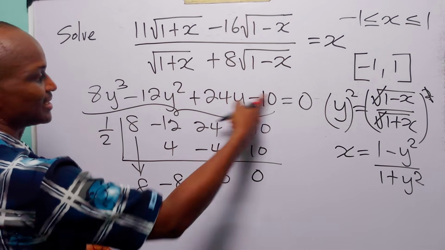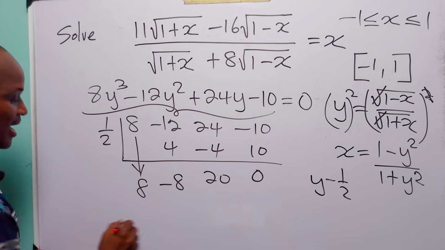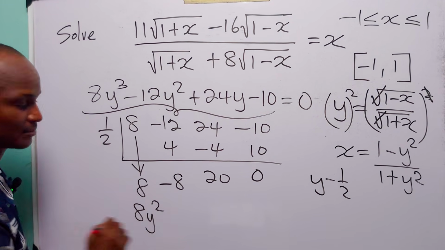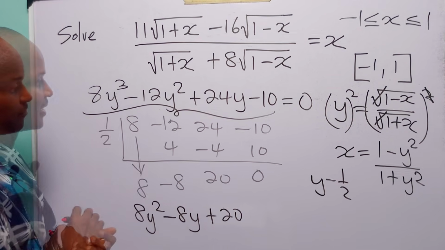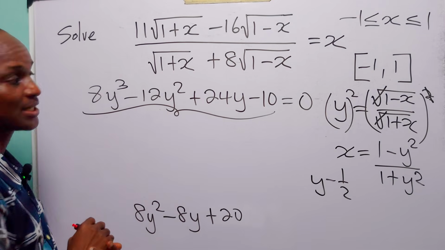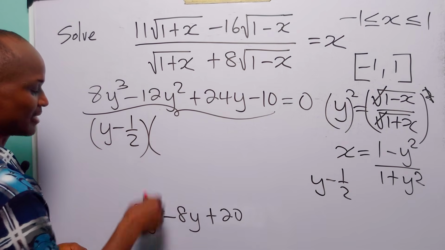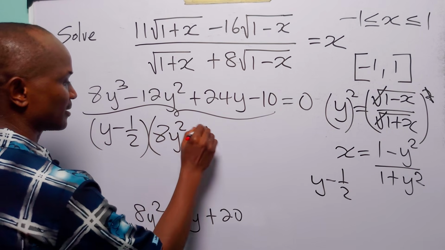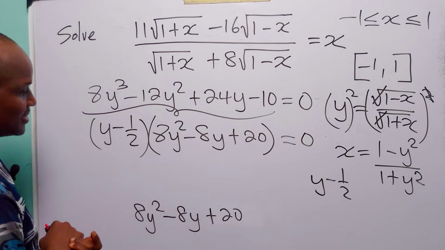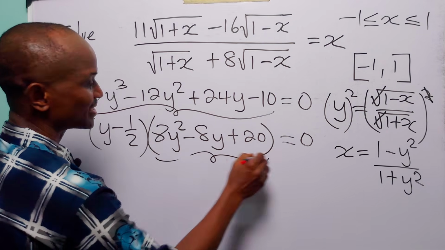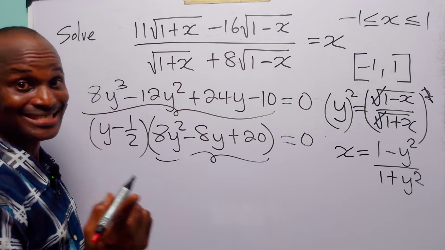So when we divide this cubic expression by y minus half, what we have is 8y squared minus 8y plus 20. That means that the left-hand side of this cubic equation can be written as y minus half multiplied by 8y squared minus 8y plus 20, and of course, this is equal to 0. Now let us see if this quadratic factor will yield any real values of y. To do that, we are going to test the discriminant.